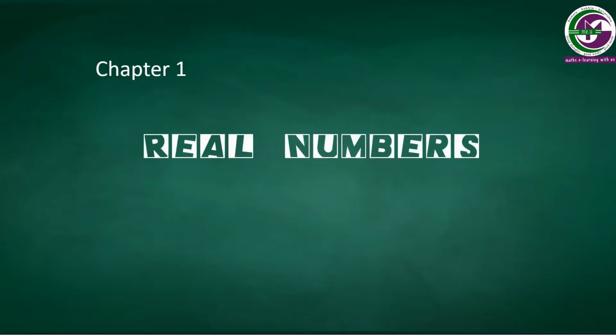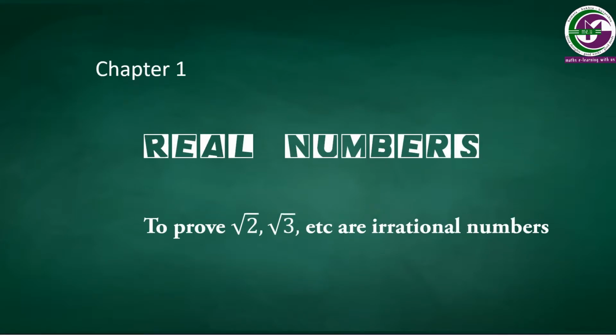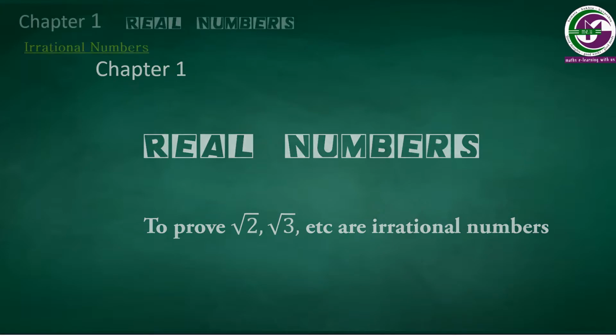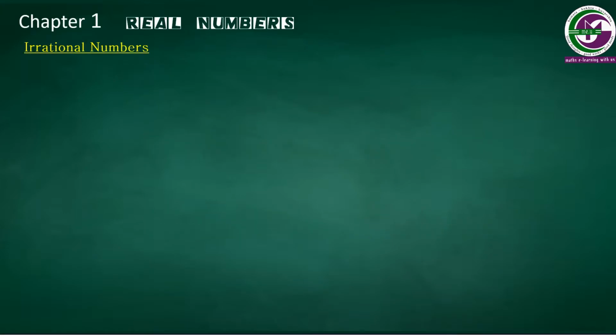Welcome back to another session of Class 10 Mathematics, Chapter 1 Real Numbers. In this session, we'll be discussing irrational numbers and how to prove root 2, root 3, etc. are irrational numbers. You have studied in Class 9 in detail about rational numbers and irrational numbers. So I'll just revise what rational numbers and irrational numbers are here.